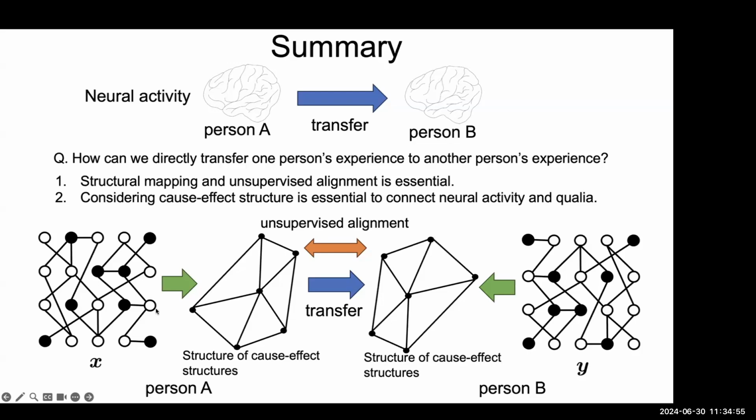So from neural activity, we should get the cause-effect structure, and also we should get the structure of cause-effect structures. And then do the unsupervised alignment. I think that theoretically we can transfer one person's experience to another person's experience. That's our claim. That's it. Thank you for listening.